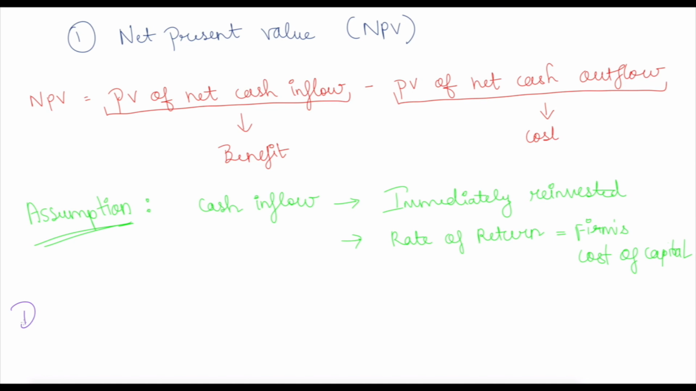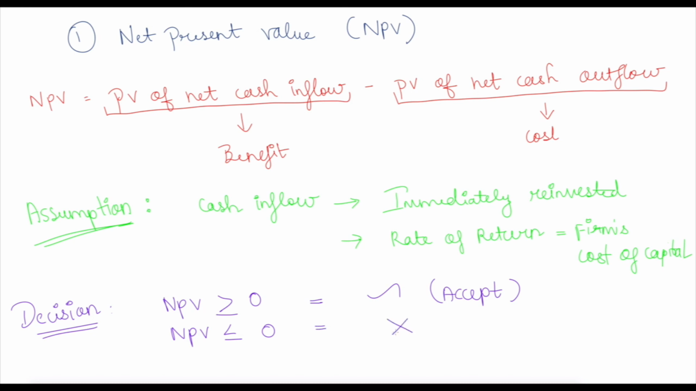So simple, right? So decision. Under each technique or each method we will be having decision rules, decision criteria. Based on that decision criteria we will be selecting the projects. Here under NPV, if NPV is greater than 0, we will be accepting that project. That is, your benefit is more than your cost, right? Benefit minus cost. When NPV is less than 0, you may not accept the project because no one wants their cost to be more than their benefit.